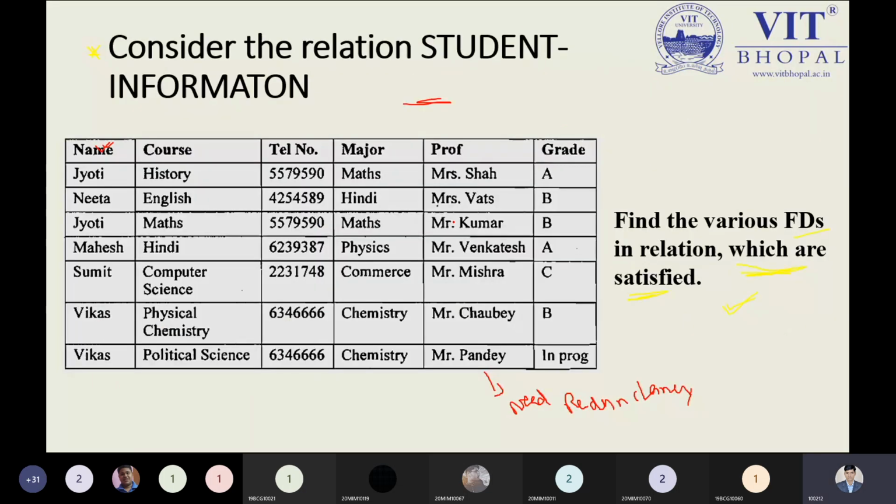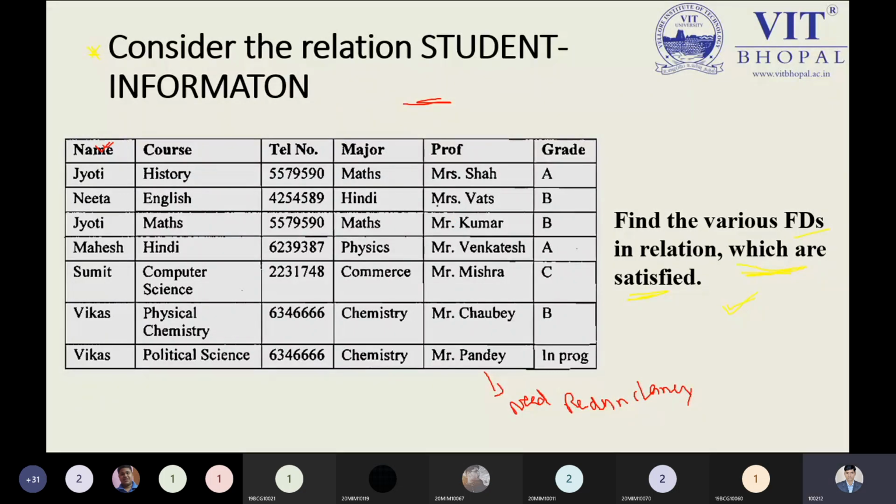So consider the relation student information. If you remember our example, we have discussed the normalization process. We have seen some attributes: name, course, telephone number, where we have the phone number, major subjects, the professor, and grade. So find the various functional dependencies in the relation which are satisfied. This is the kind of question we have to keep in mind. Here we have some data, and from this pattern we have to identify the functional dependencies in a relation which are satisfied.